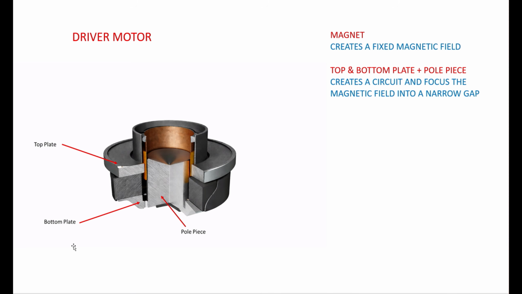Sandwiching the magnet is the top plate and the bottom plate. These are two bits of metal. The top plate is kind of like a donut. The bottom plate is also like a donut, but with an extended pole piece in the middle. Basically, the role of the top and bottom plates is to take the magnetic field and create a magnetic circuit. And the shape of the top and the bottom plate creates a very narrow gap, which we call the magnetic gap. We'll talk about that a little bit later.